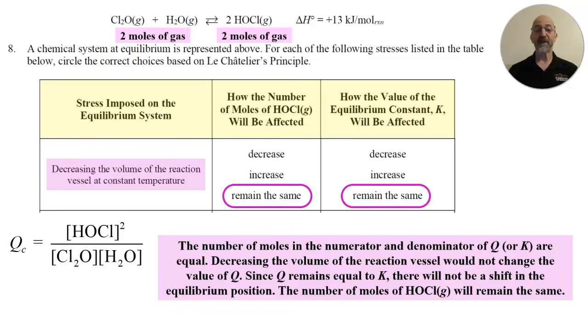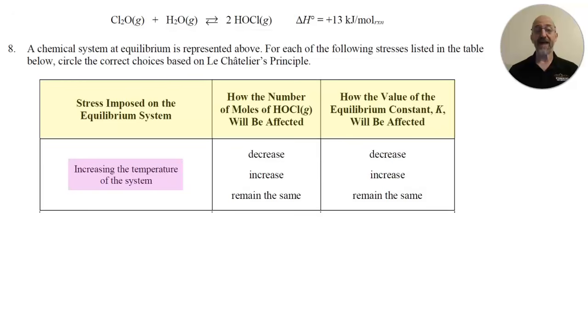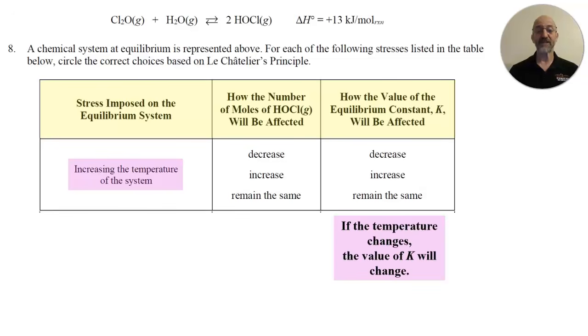Now, so far we have seen constant temperature 3 times. Let's take a look at the last stress in question 8. Aha, now we do have a change in temperature. So what do we know? Increasing the temperature of the system, and we have to consider whether there will be a shift from left to right or right to left. But we can say with confidence that the value of K is going to change. So if the temperature changes, the value of K will change.